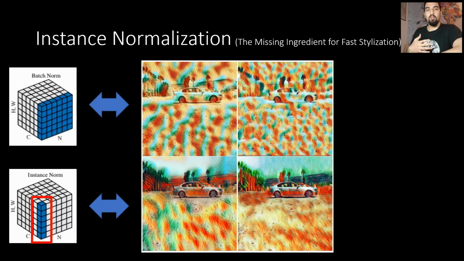Let's see these normalization layers in action. So if you apply those in the generator network, we get these results. And in the bottom row, you can see that the instance normalization achieves greater quality. And I already mentioned that instance normalization unlocked greater quality and bigger flexibility also.